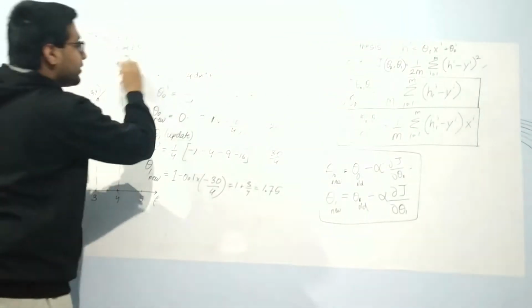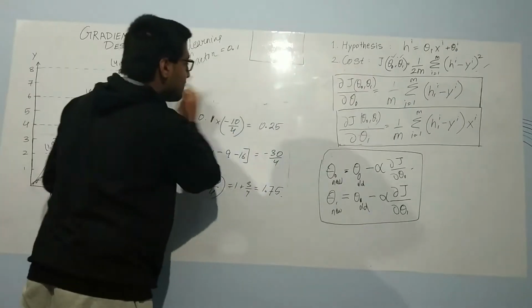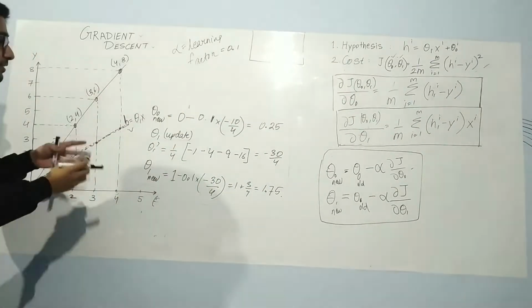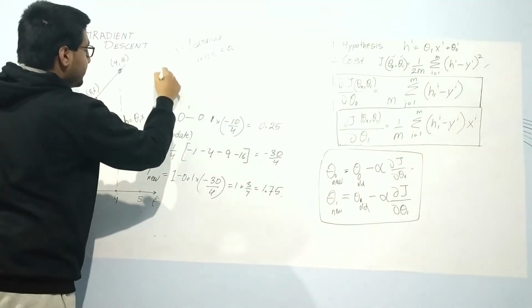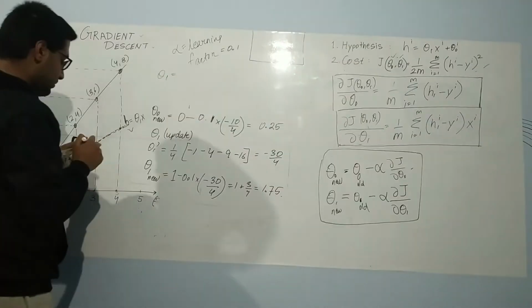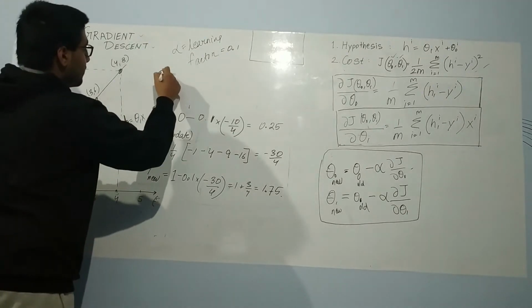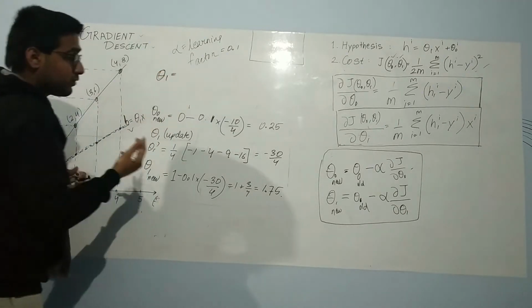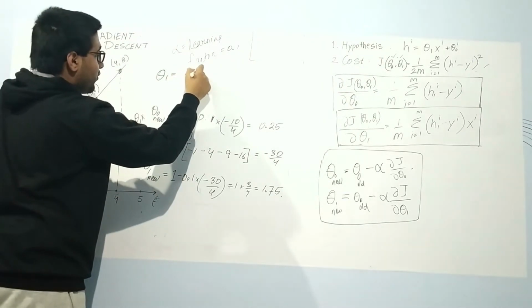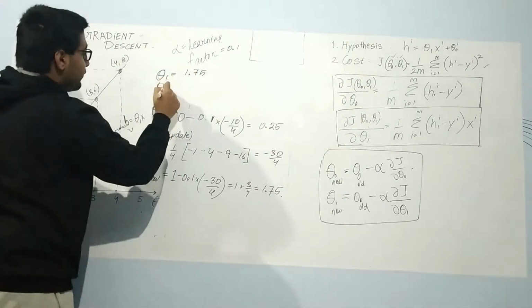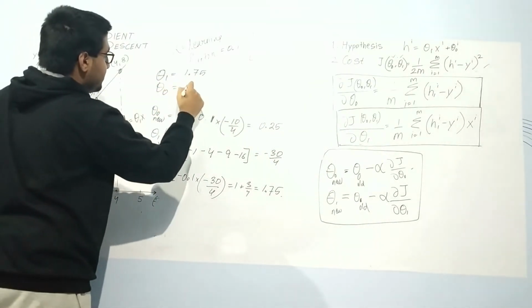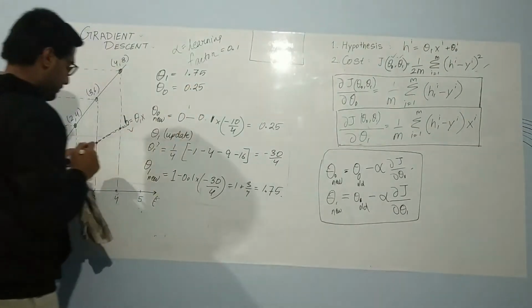So we'll write them down here. I hope you have taken this down. The updated new value of theta 1 would be 1.75, and the new value of theta naught would be 0.25.